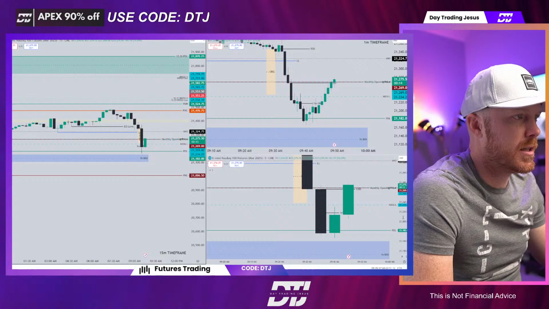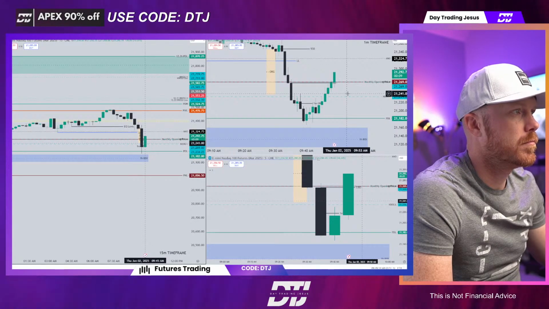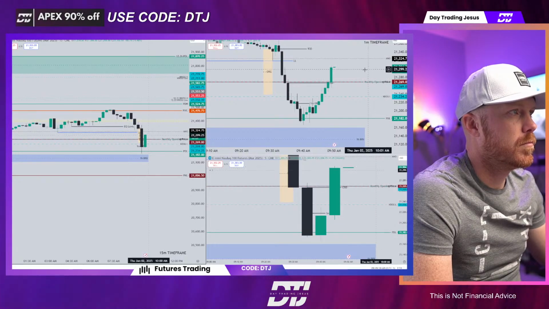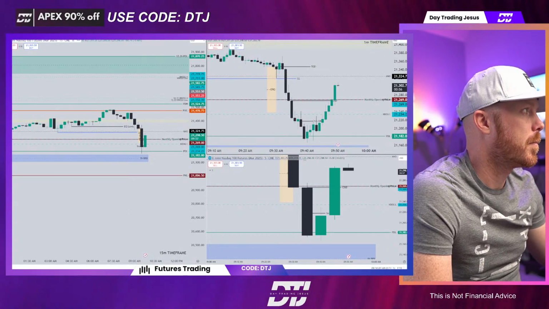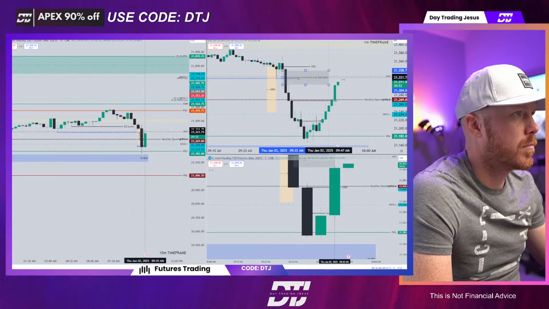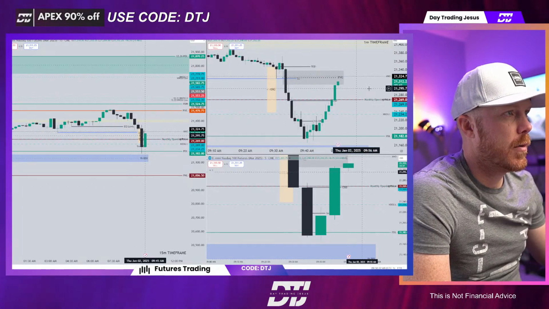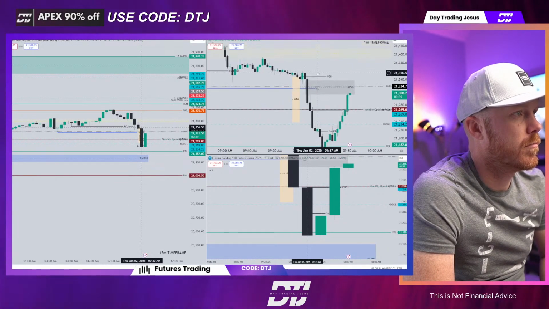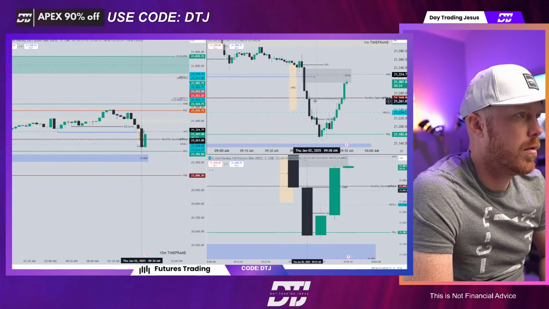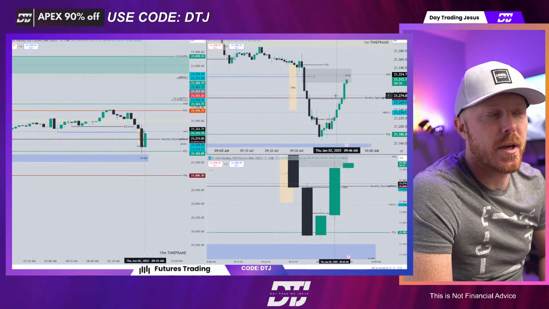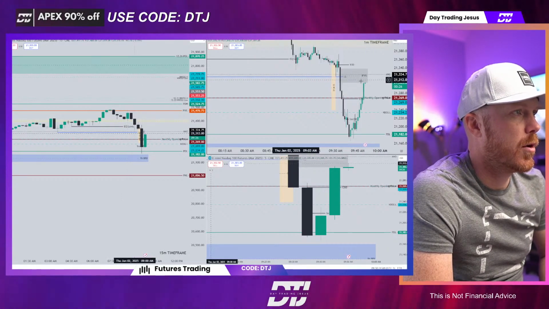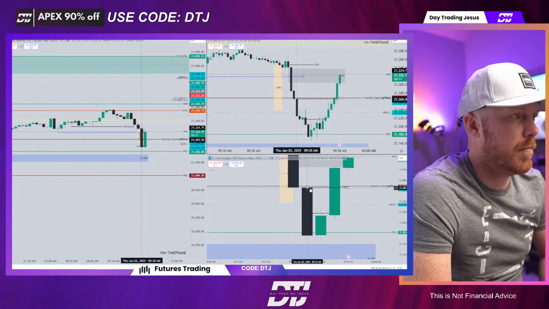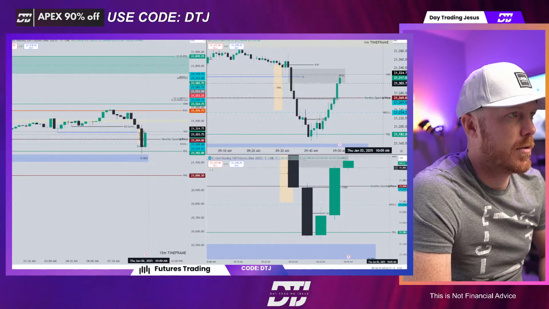But it looks like we're going to get our change in state of delivery on the 5-minute. I would treat that as an inversion fair value gap if it wants to get up and through it. I don't like how high it is, to be honest with you, though. I'd rather see a rejection of the London low and then come back down and tag the 5-minute order block. That's what I'd rather see.